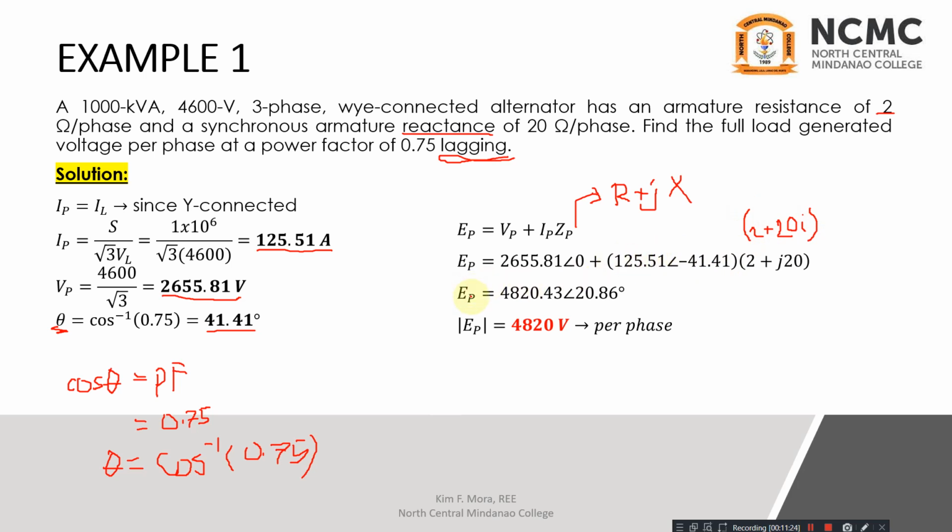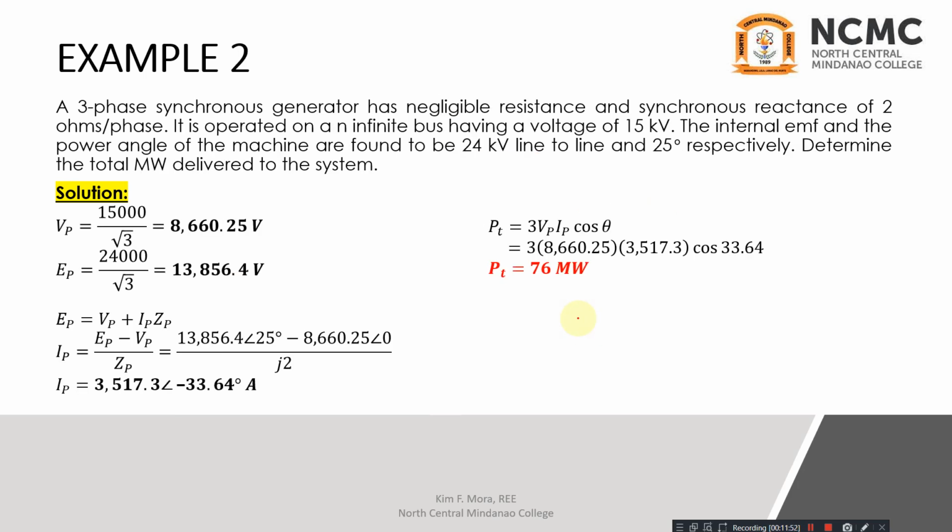Okay. So your answer for that should be equal to 4,820.43 angle 20.86 degrees. So this is already our voltage per phase, since it is EP. So the final answer is 4,820 volts. Okay, so let's proceed to another example.